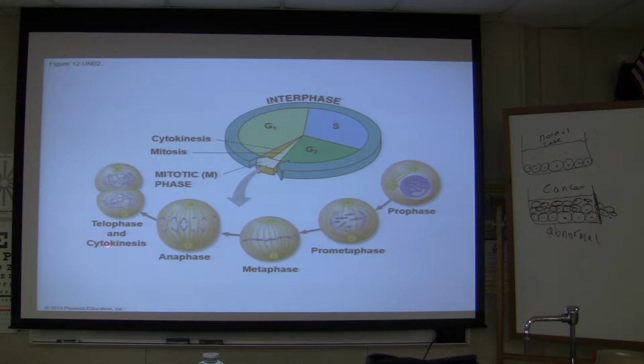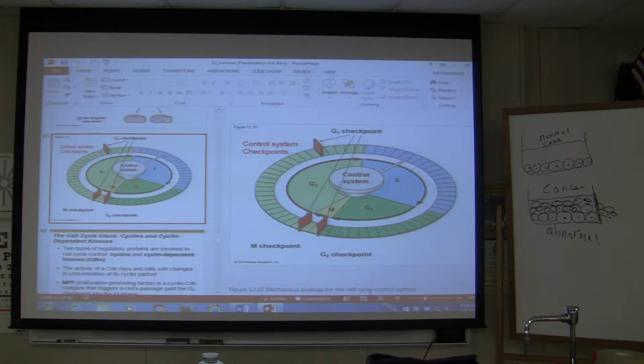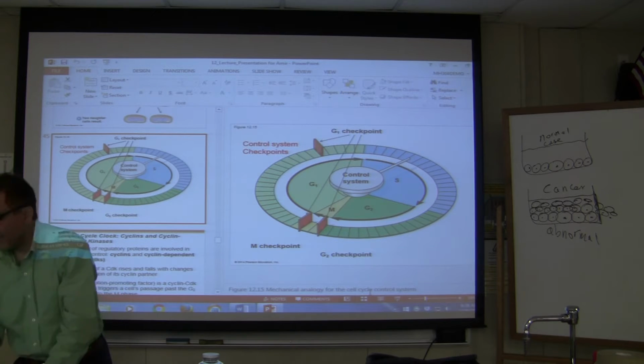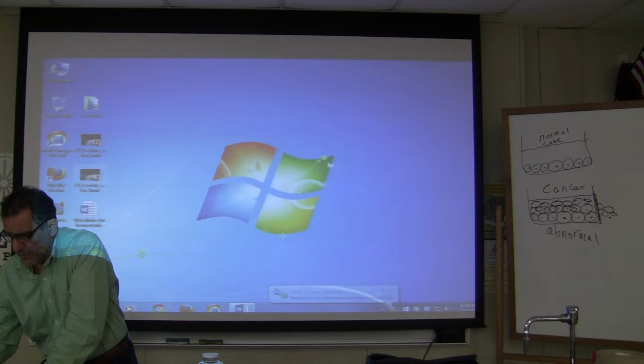Telophase and cytokinesis, anaphase. These are the stages of mitosis. I don't know why he's going back here. And I think that's the end of the chapter. So the end of the chapter quickly talks about cancer, and make sure you know a few things about it. I'm done with that chapter.